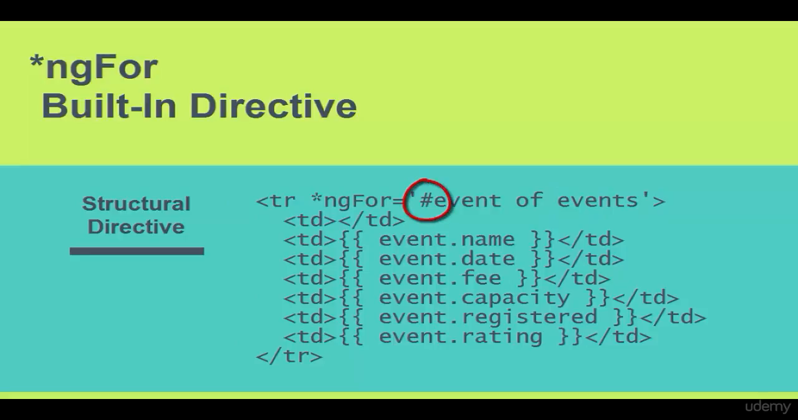Note the hash symbol that was used. The hash symbol explicitly defines this variable as a local variable used only in the template. We can reference the variable on this element, on any sibling element, or on any child element. Also note the use of of instead of in. We'll talk more about that in a moment. Let's apply this concept in our course project.